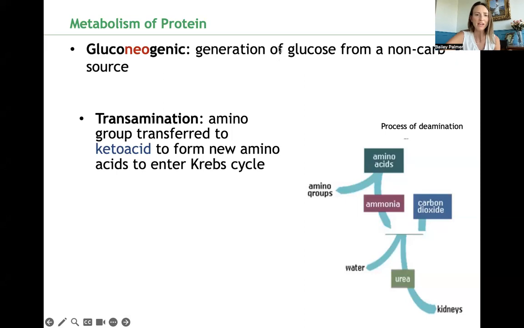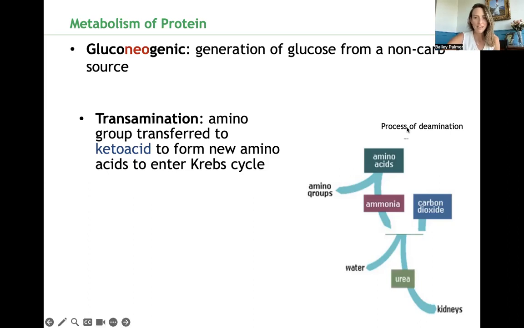Basically, this first term, transamination, is taking apart the amino group and the acid group. And so what we're doing with the amino acid is our amino group is transferred to something called a keto acid. A keto acid is an organic compound that contains a carboxylic acid group and a ketone group. This keto acid here is used to form new amino acids within the Krebs cycle. And this takes place within the liver first, and then transported back to skeletal muscle where we can use it.